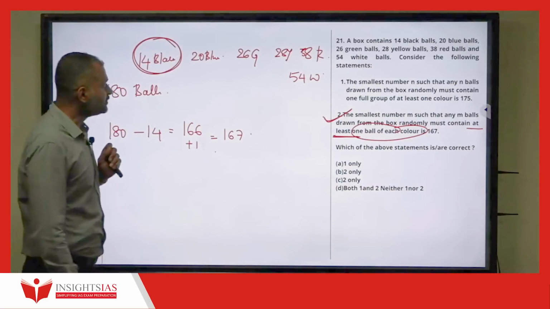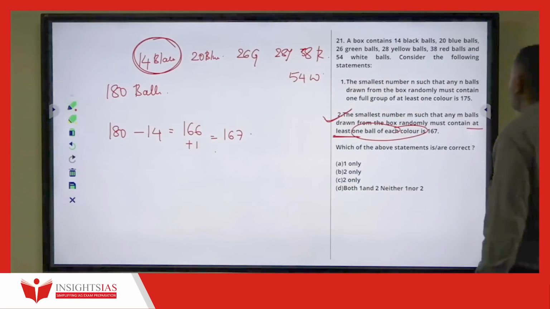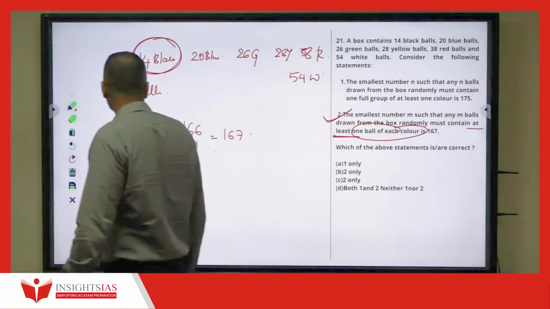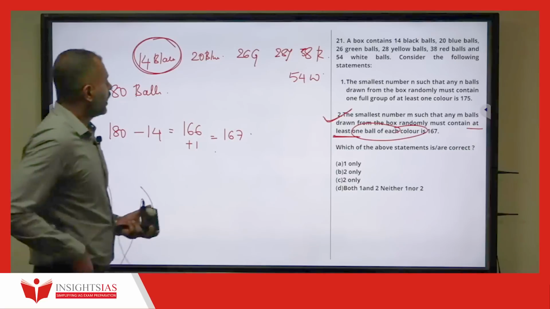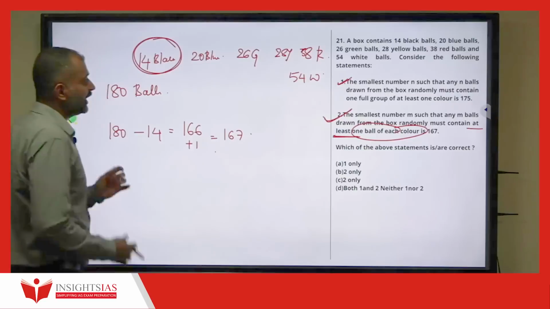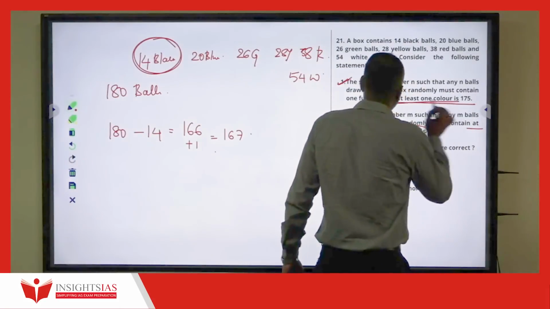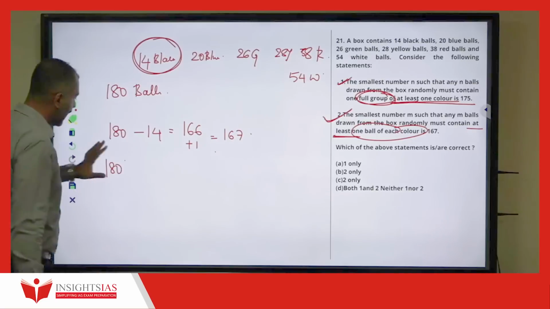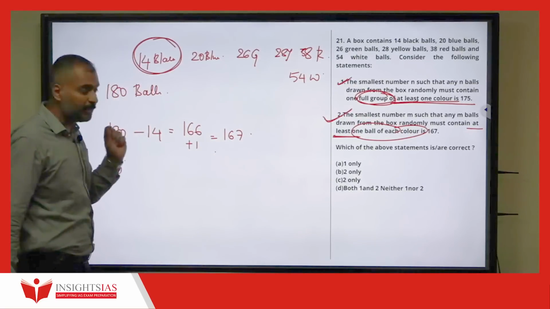Now, we will go to the first one. The smallest number n such that any n balls drawn from the box randomly must contain one full group of at least one color is 175. One full group must be there. Okay, group full has to be there. Now, in this 180, we have all the colors, completely we have groups here.